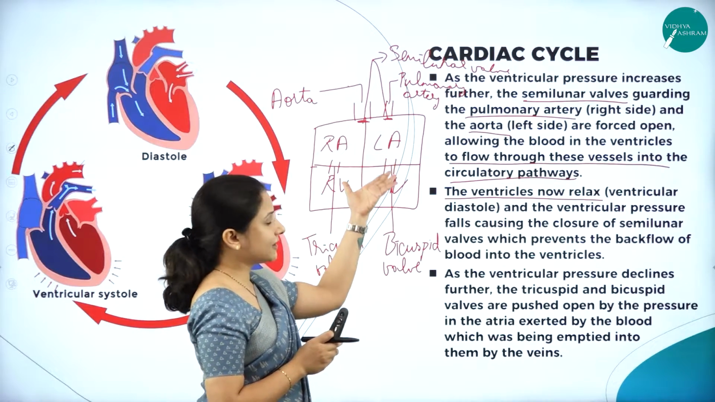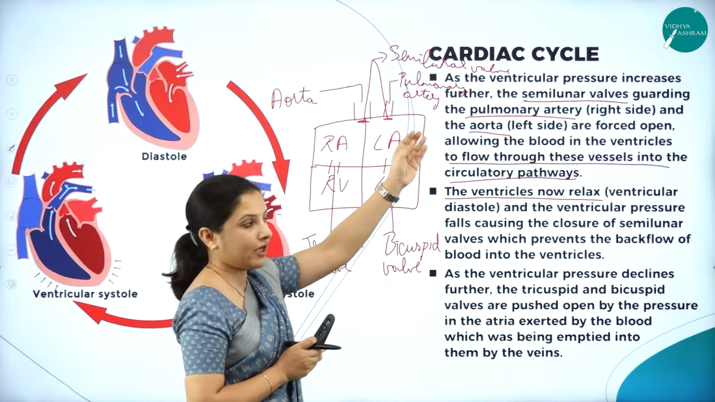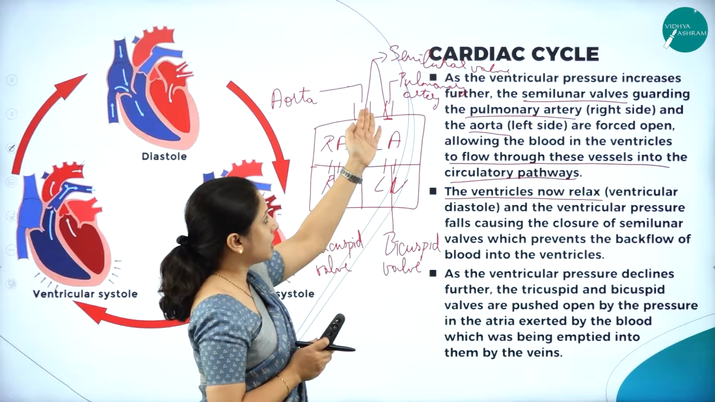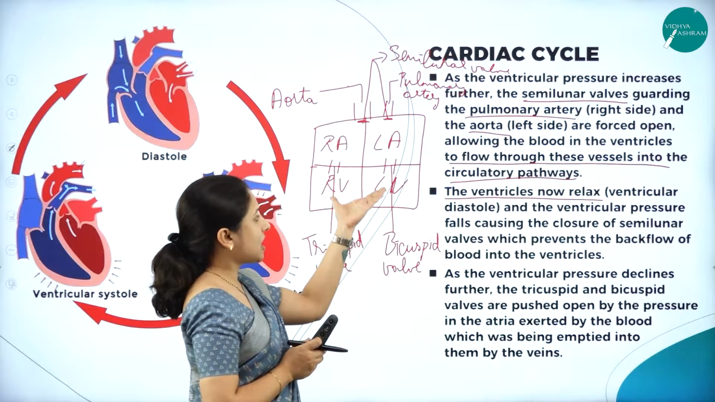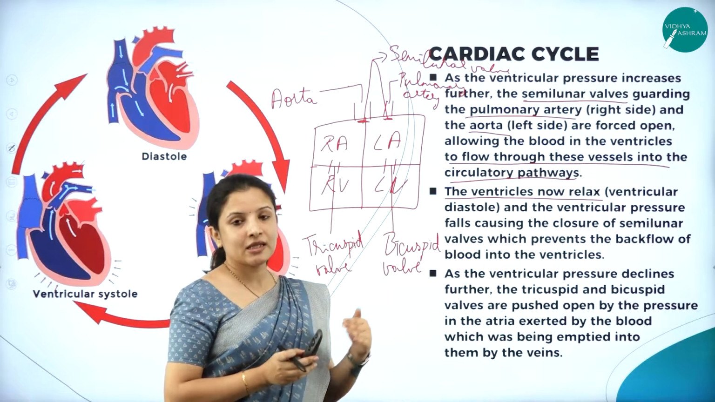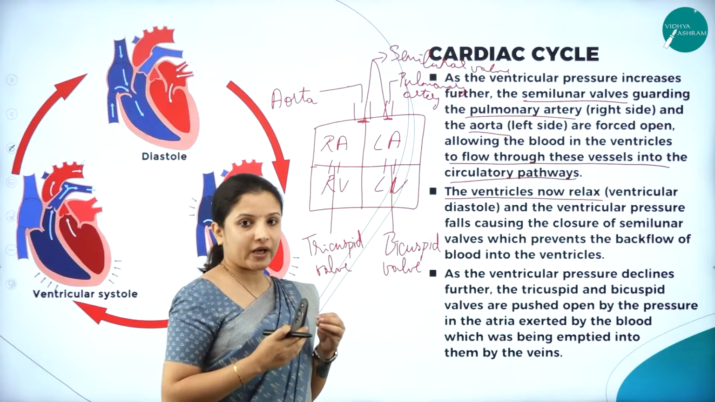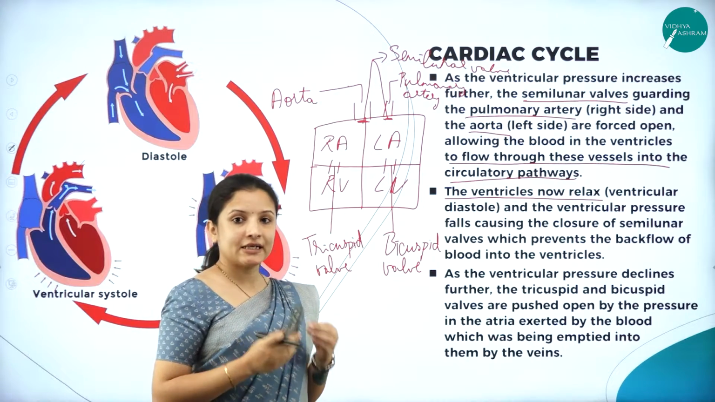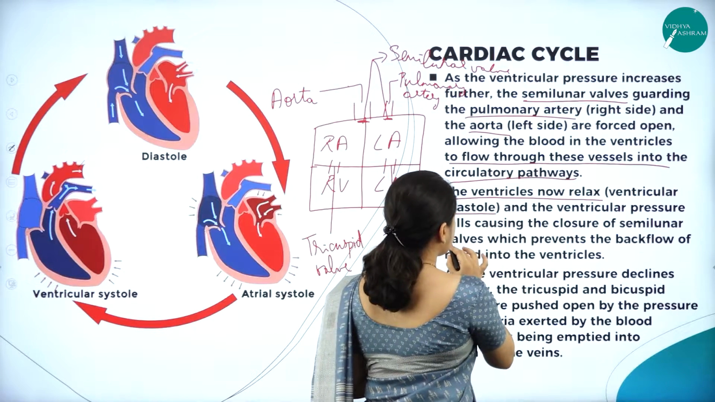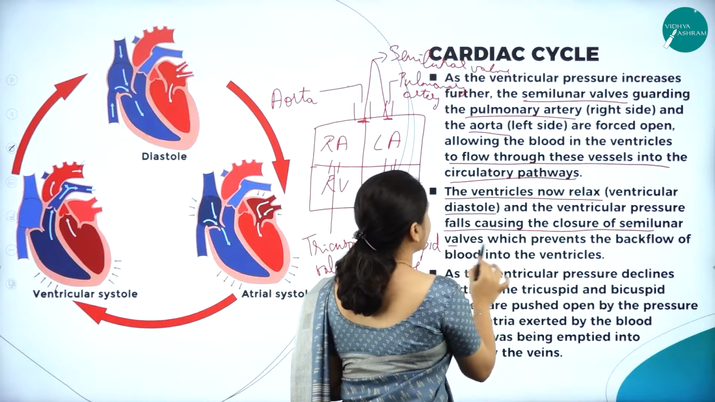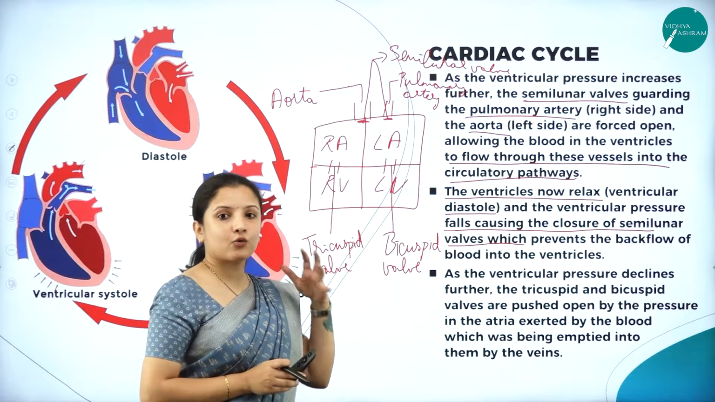When the blood is released from the ventricle into the circulatory pathway, because of the opening of the semilunar valves present in the pulmonary artery and the aorta, the pressure created in the right and the left ventricle will drastically come down, causing the relaxation of the ventricle, which is called ventricular diastole. So now ventricular diastole has occurred and the ventricular pressure falls, causing the closure of the semilunar valves. As the pressure falls, the semilunar valves will close.